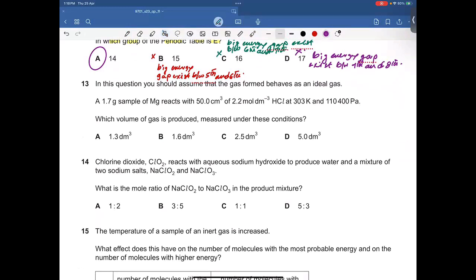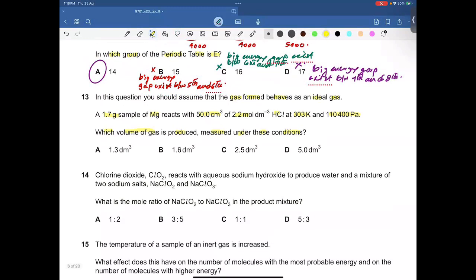Question number 13. A gas is formed which behaves as an ideal gas, so it's basically PV equals nRT. We have a mass of magnesium reacting with this concentration and volume of HCl at this temperature under this pressure. Which volume of gas is produced, measured in these conditions?